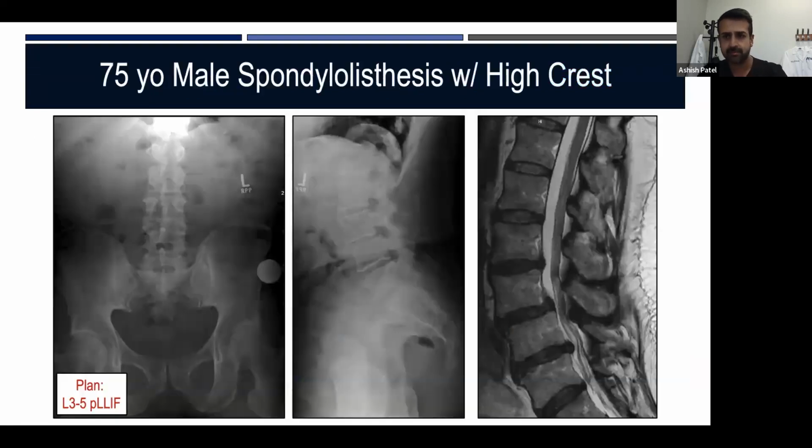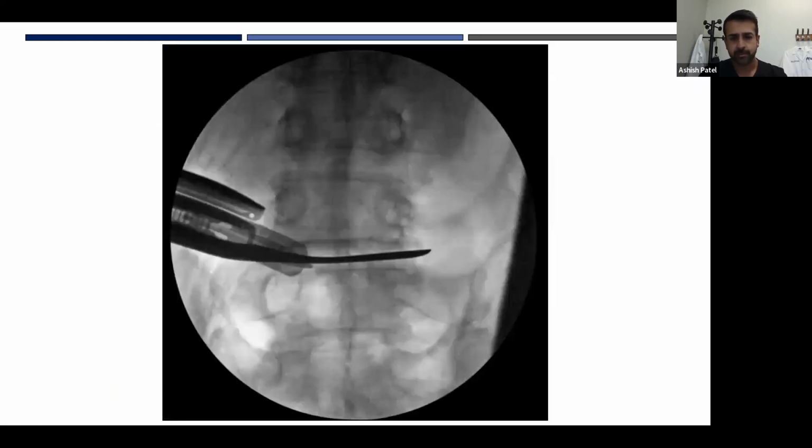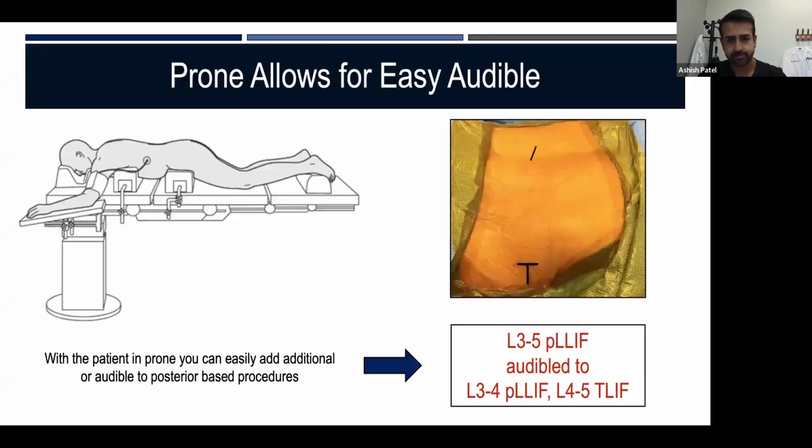And here's a case of a 75-year-old male. He had spondylolisthesis at L3-4 and severe foraminal stenosis at L4-5. We used the short blade trick, and in this case it still wasn't good enough. His crest was so high and he was so narrow that the angle was just way too oblique. You could see here with this angled instrument, I was unable to maneuver the cage along the inferior endplate of L4. But we're in the prone position.